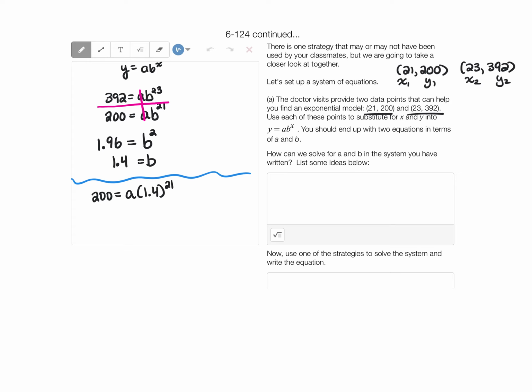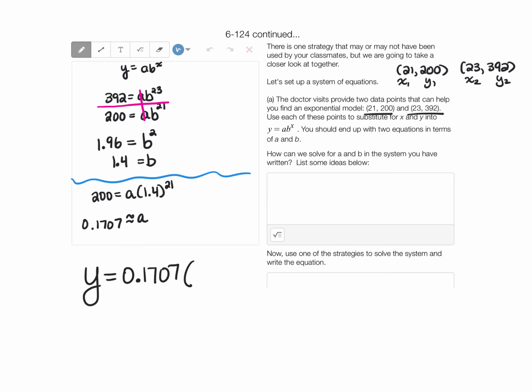Now, while finding 1.4 to the 21st power isn't exactly friendly, you have your calculator that can do that for you. So we would do 1.4 to the 21st power, and we get some really large number, and then we're going to divide 200 by that. I think it's like 1171 or something is what you get when you do 1.4 to the 21st power. And when you divide 200 by that, I'm just not showing all of that work here. We get A is approximately 0.1707, okay?